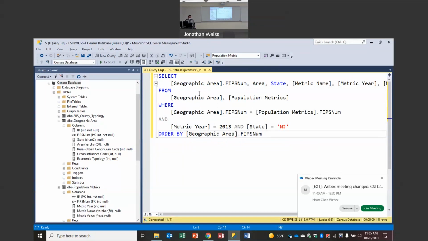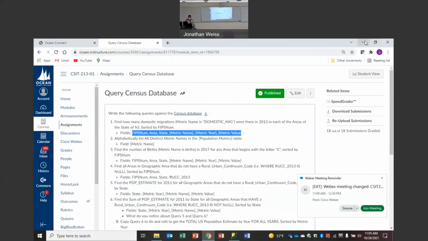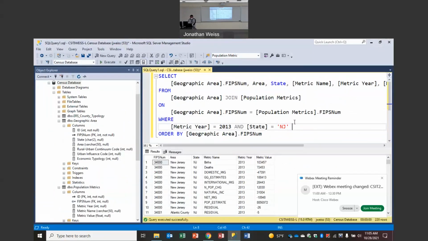And I could have done this another way. Sometimes it's nice to use the join statement instead of where, and then just leave the where for the select predicate. So I could have done it this way as well, as long as I didn't make any major mistakes here. Oh, wait, I did make a major mistake here. I said domestic migrations. The metric name is domestic migrations. I forgot an and clause in my predicate here.